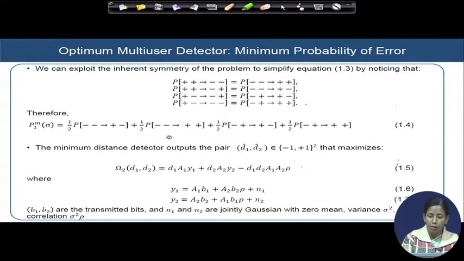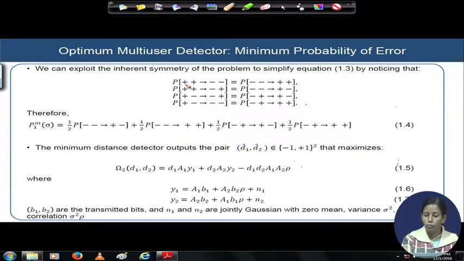For example, the probability of finding that double plus signals were transmitted but wrongly detected as double minus is equivalent to the probability that double minus was transmitted and detected as double plus. Double plus transmitted and detected as minus plus is equivalent to double minus transmitted and detected as plus minus. Similarly, these two probabilities are also equal.